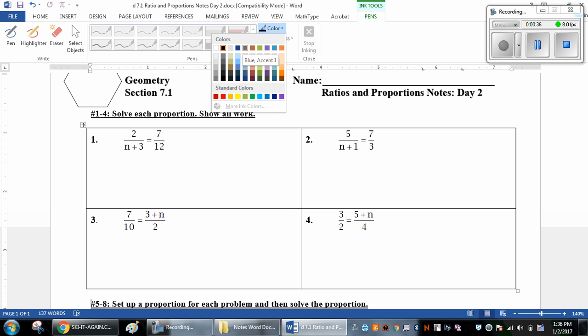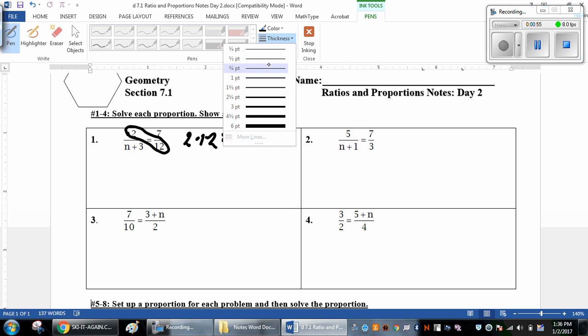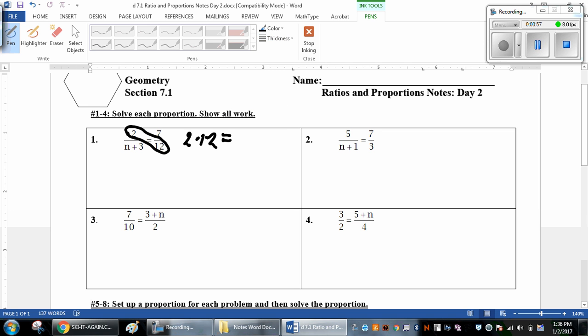When we see this, remember we are going to multiply our numerator and go across and multiply times our other denominator. There we go. That's why we call it cross multiplication. 2 times 12 equals, and now we're going to go this way, 7 times. And remember, we want to put that in parentheses because we're multiplying 7 times that whole denominator. 7 times n plus 3.